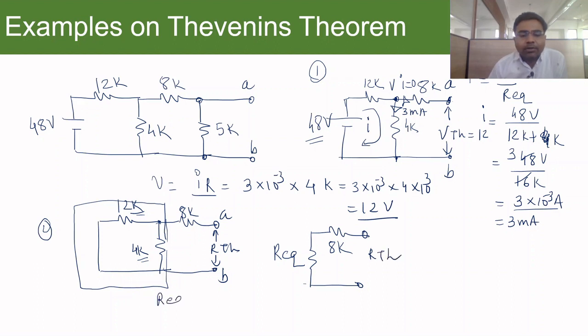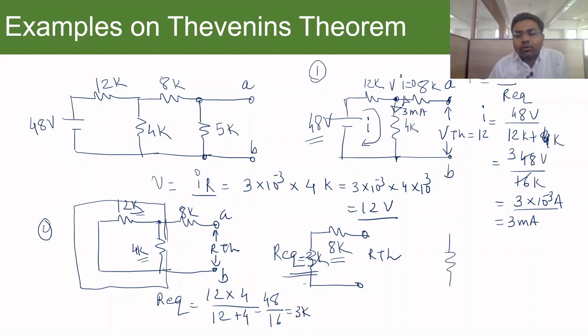So what will be my R equivalent? It is the parallel combination of 12K and 4K. So 12 into 4 divided by 12 plus 4, which is 48 over 16, so 3 kilo ohm. So 3 kilo ohm is the equivalent resistor here, and this 3 kilo ohm is in series with 8 kilo ohm. In this way my overall R Thevenin is nothing but 11 kilo ohm.